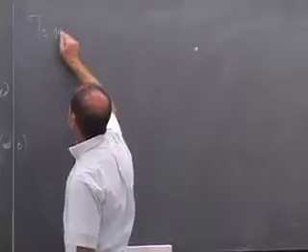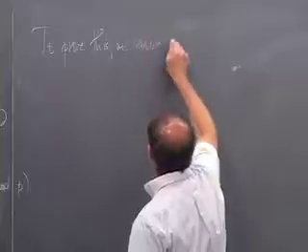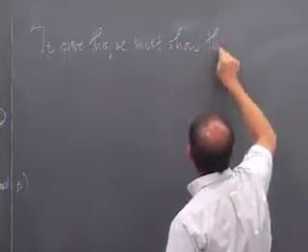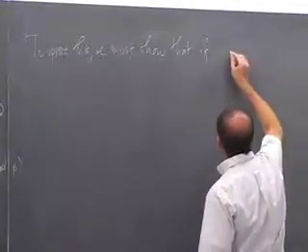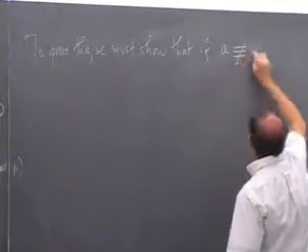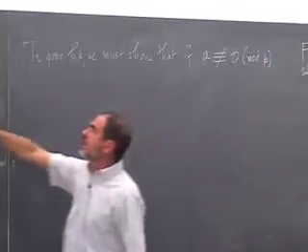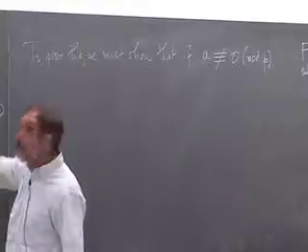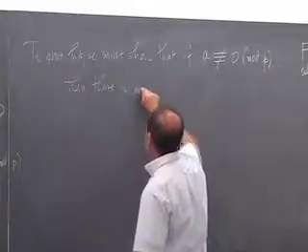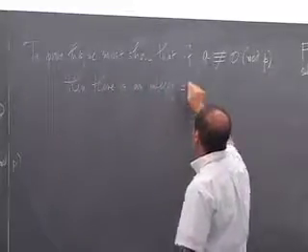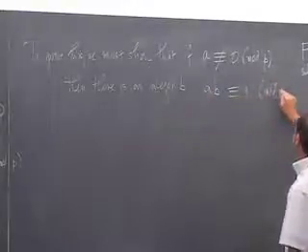To prove this, we must show that if A is not congruent to 0 mod P, so that's a non-zero element of this abelian group, an element in F star, then there is an integer B such that A times B is congruent to 1 mod P.